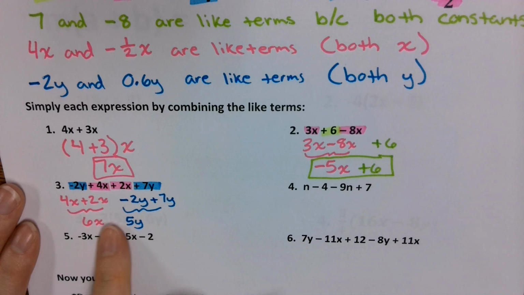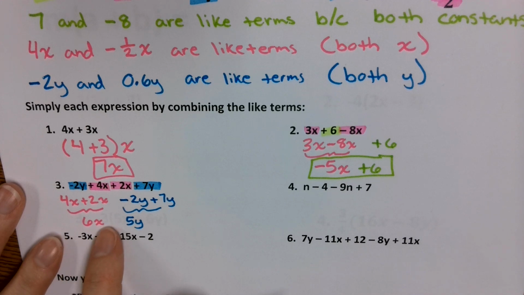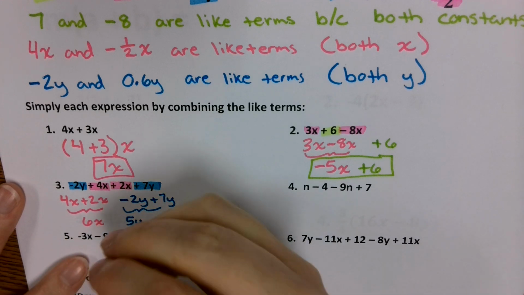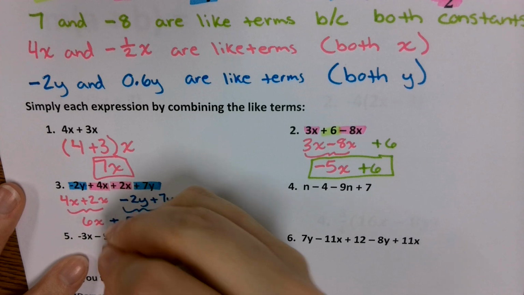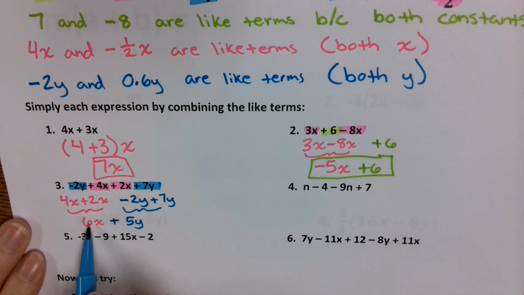Now, I need to write these together, so which sign should I put in between here? A plus, right? Because I said it was positive 5y, didn't I? If it was a negative 5y, then I would just leave the negative as a subtraction sign instead. So I would say, oh, it's minus 5y. So just be mindful, those signs will become operations eventually when you put them together. So 6x plus 5y is your final result.